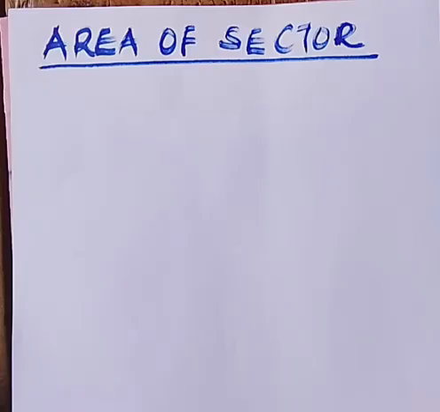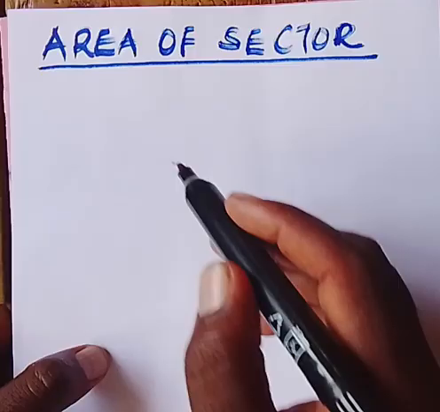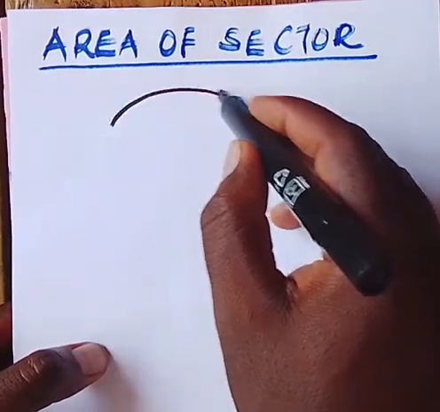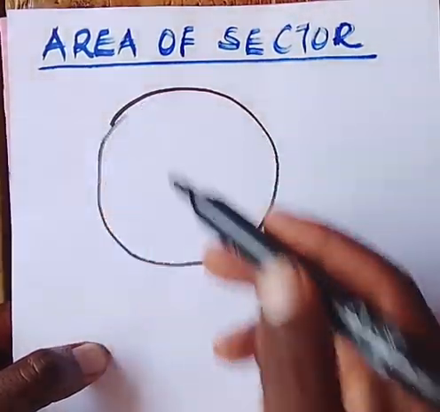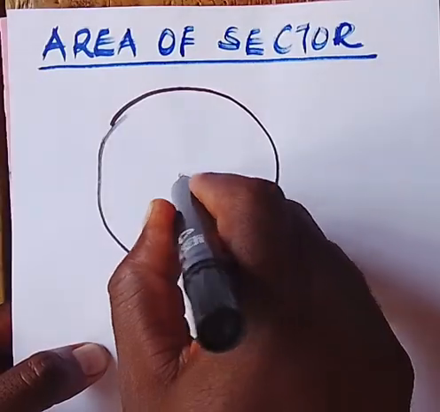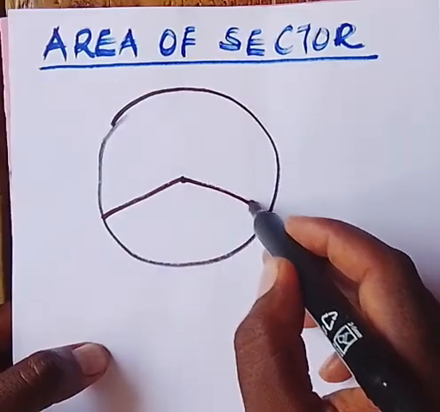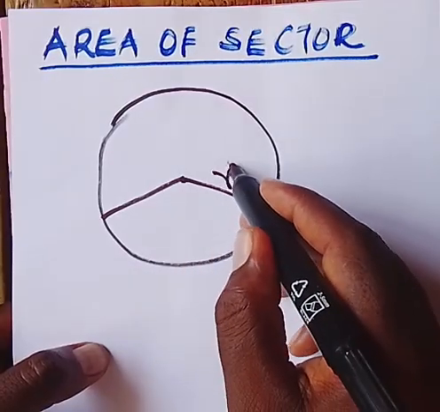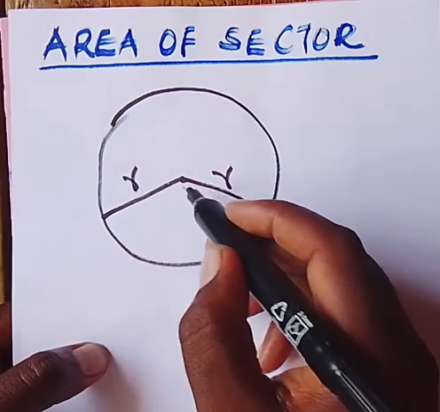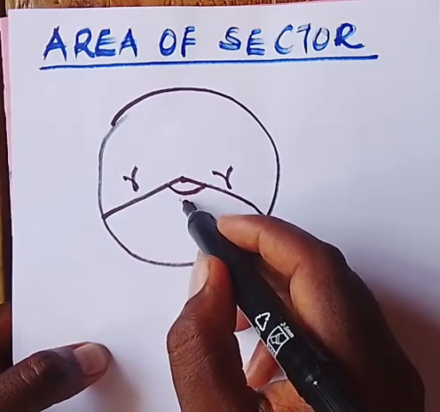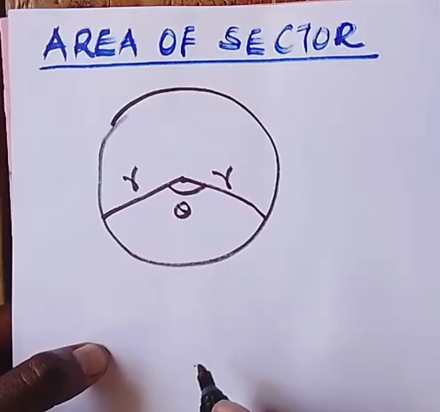So we are looking at a sector, and a sector is part of a circle which is bounded by two radii and an arc. So we are going to demonstrate. If you have a circle like that, and this is the center, then you have a radius and a radius. You can name this as R, and this is an R, and we have an angle which is subtended at the center. You call it theta.